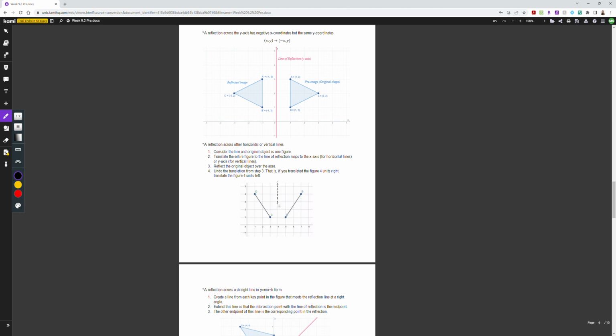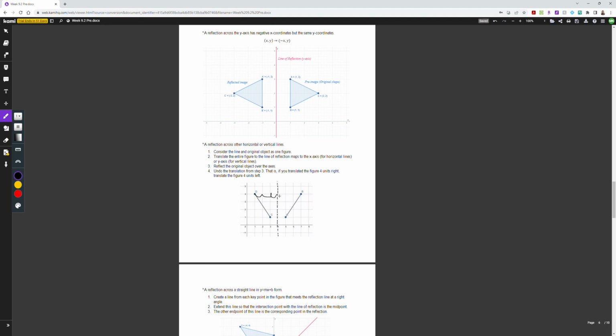Actually, our line of reflection is right over here. Okay, so let's take D, C as our original, and B, and then I'll find also, this will actually be our final answer. So what this step means is that let's take this. We're going to translate this to the line of reflection, right? So if we do this, it's 1, 2, 3. 3 units to the right.